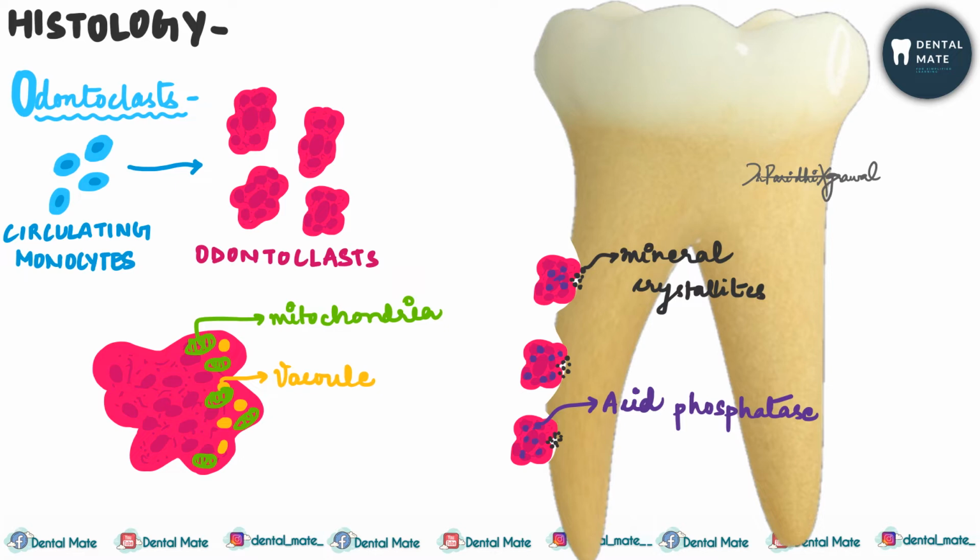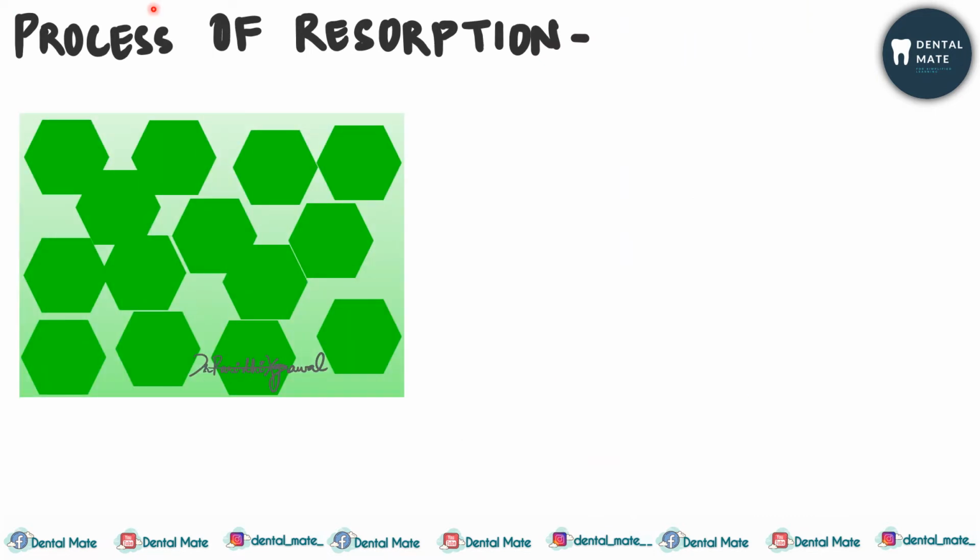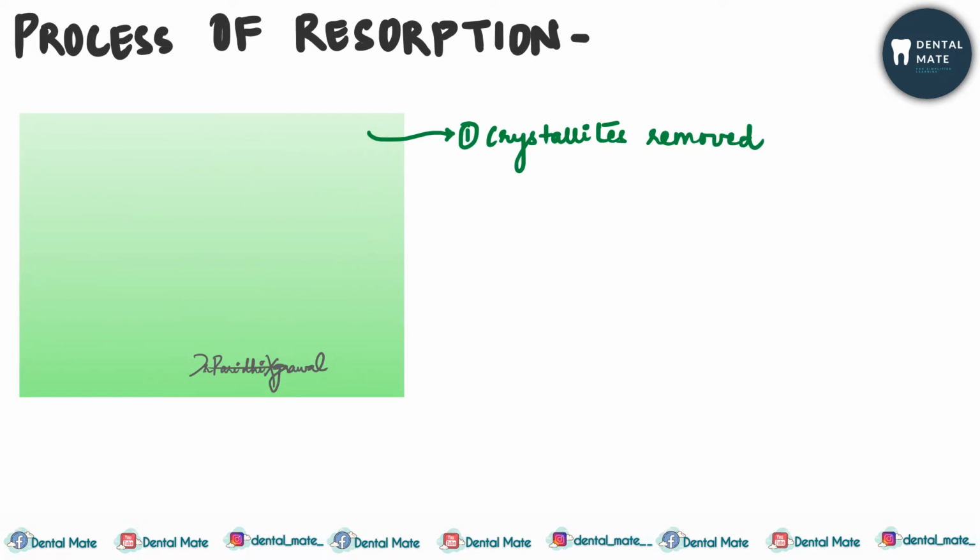So what is the resorption mechanism that they carry forward? There is a two-step mechanism. In the initial stage, first of all, see, this is the dentine which contains the crystallites and the matrix. So in the initial stage, first of all, the crystallites are removed. After that, the organic matrix is exposed.